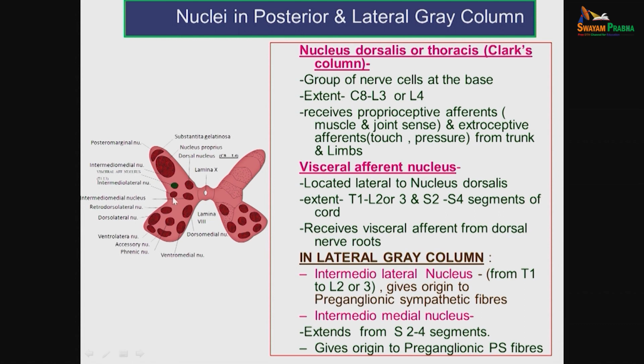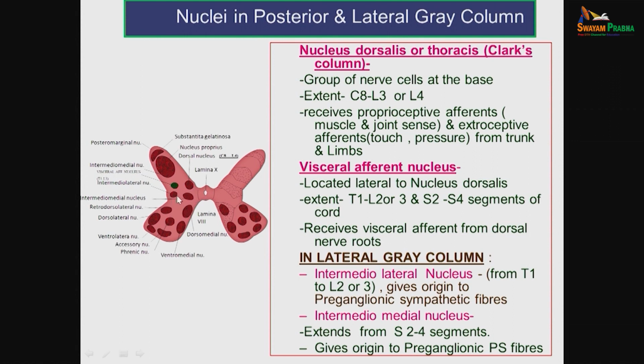Lateral to it, you see the visceral afferent nucleus, which is seen in T1 to L2 or L3 segments and S2 to S4 segments of the cord. This receives afferent fibers from the viscera through the dorsal nerve root. So, we have learned the nuclei present in the anterior grey horn and posterior grey horn. Now, we will concentrate on the intermediate area.